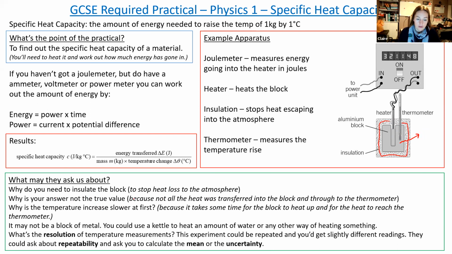Why is your answer not the true value? Because it's never going to be, because there's always going to be heat escaping. If you look around the block here, there's a gap. There's also a gap here. So even if you've got it all insulated, there's going to be heat released there. There's a gap around your thermometer. What you can suggest is to add some water into these sections, because the water will trap the heat a little bit better. So it won't just be air. Heat will travel through air a lot quicker than water. So it just keeps it more insulated. So you're never going to get a true value.